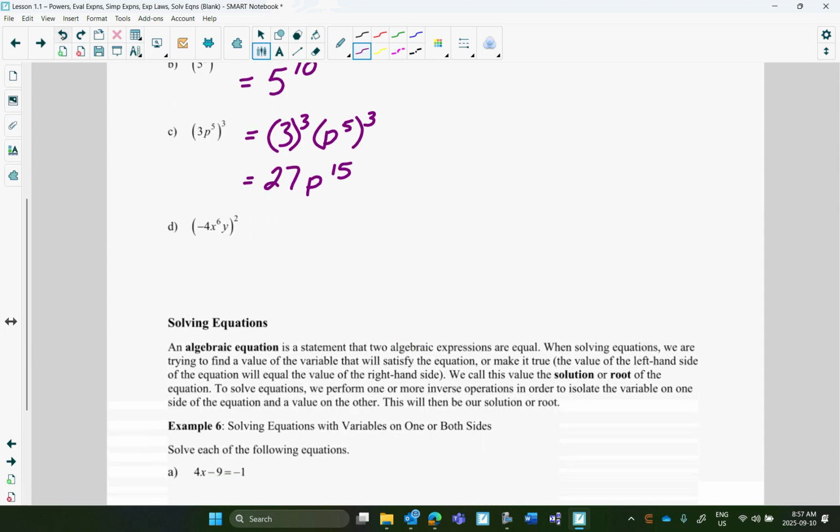Yeah, these ones you always got to watch out for. Common mistakes students will make is they'll forget to do anything to the 3, or they'll do 3 times 3, which is not correct. Here, -4 in parentheses, I got to square that. I got to take the x to the 6th and square that. And I got to take the y, or y to the 1st, and square that. So what is -4 in parentheses, that's important, squared? +16. x to the 12th, y to the 2nd.